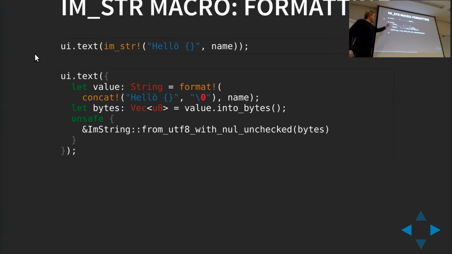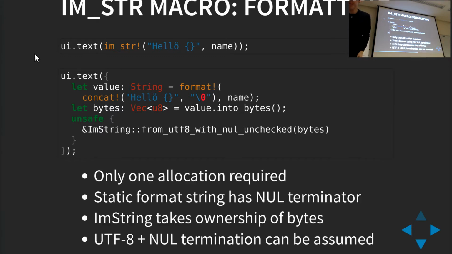And then we do basically the same thing. We convert those to bytes, and once again, we can assume that it's UTF-8, and there's the null terminator because we just added it there. Okay, only one allocation should be required here. It's the format macro, which is going to allocate the string for the result. The format string has the null terminator. IMString takes ownership of the bytes, so you could also use this pattern for other things than these kind of temporary strings. And once again, we can assume the UTF-8 and null termination.